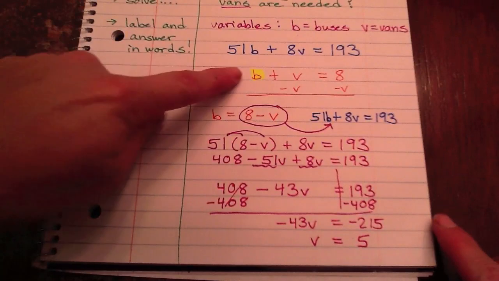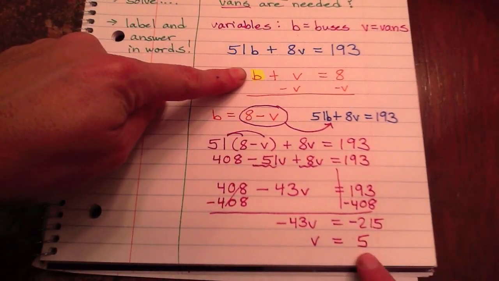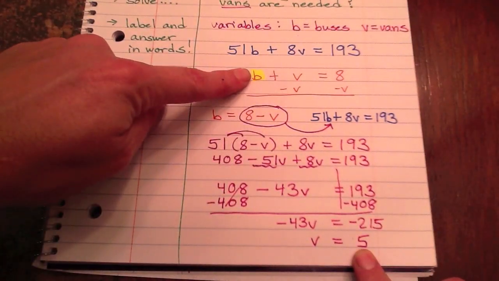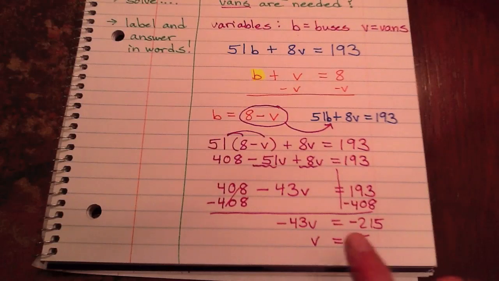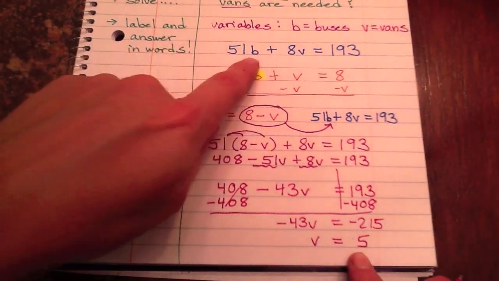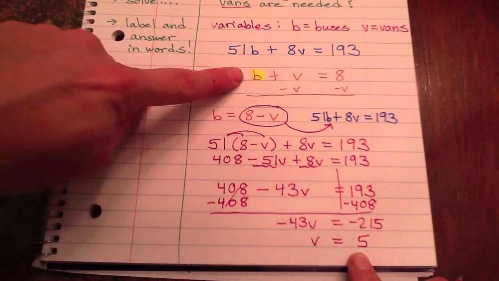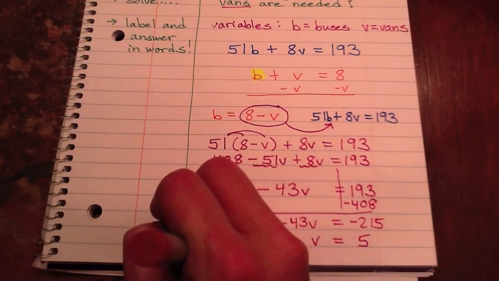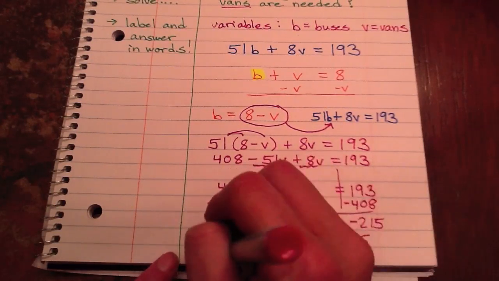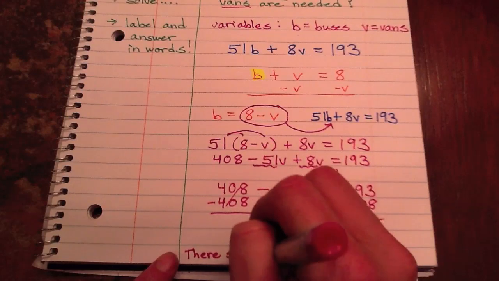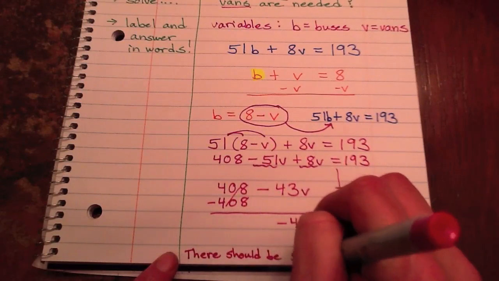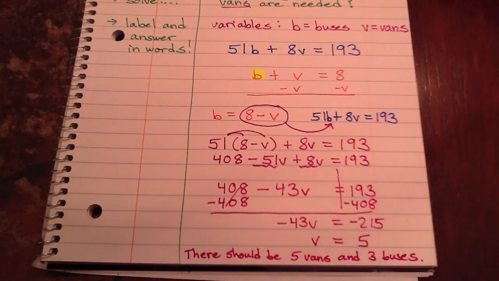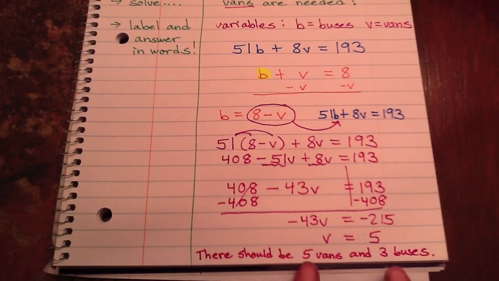Now, if you notice, this original equation is really easy to figure out. If we had 8 drivers, then we plug in 5 for vans, and we know we have 3 buses. You could take 5 and plug it in here and find the buses, but it's going to be a lot more difficult than that equation. And you would write your answer. There should be 5 vans and 3 buses. Or something like that, where you're labeling it and you're writing it in words.